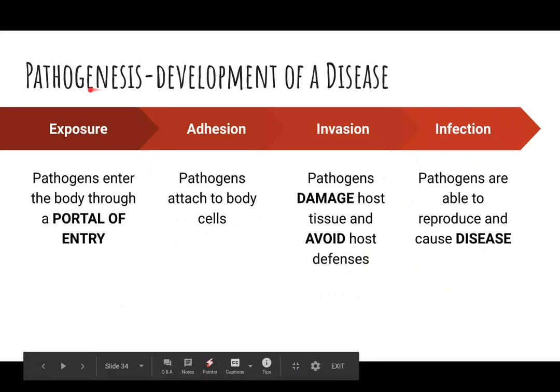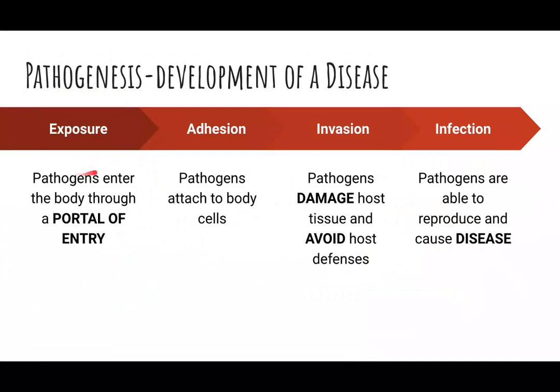So remember, for pathogenesis, we're going to have exposure. The pathogens are going to enter the body through a portal of entry. Then adhesion. Once they're in there, they have to stick around by attaching to the body cells. Then invasion, where they're going to damage tissue to get deeper into the body and avoid the host defenses. And then they can cause infection, where they're able to reproduce freely and cause disease, that abnormal state with those recognizable signs and symptoms.